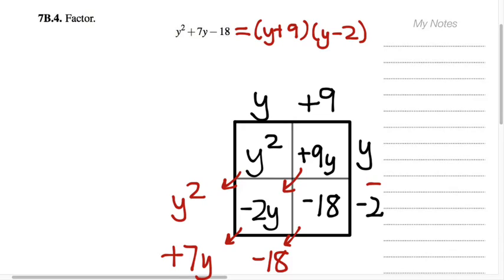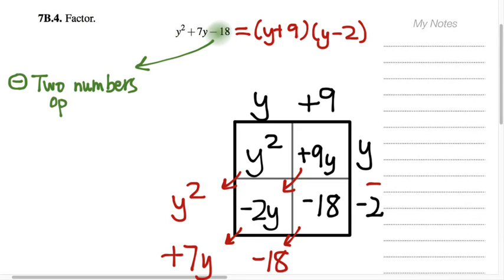So here's a question. What can we tell from the fact that this number, negative 18, is a negative number? What does that tell us about how we're going to be able to factor it, just from the outset? What do we know about the numbers that are going to multiply together and give me negative 18? One of them has to be negative and the other one has to be positive. So that's the first thing that we notice here, is that our two numbers need to have opposite signs. We're going to have a plus something and we're going to have a minus something.